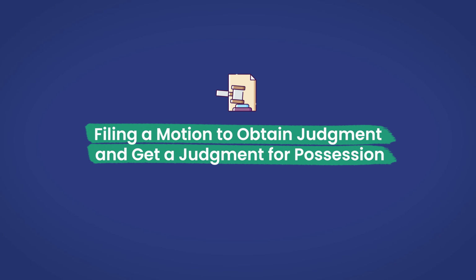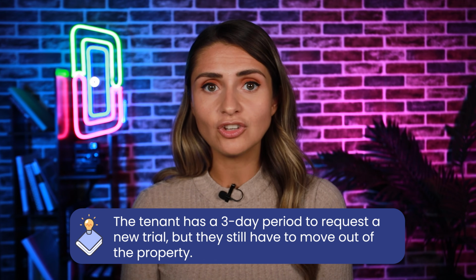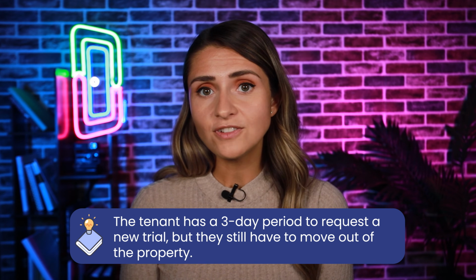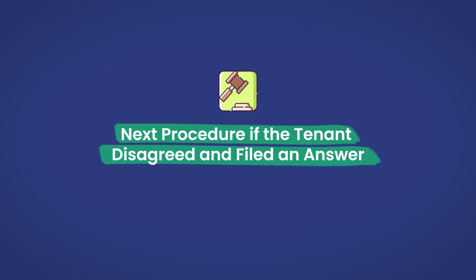Asking for possession. Filing a motion to obtain judgment and get a judgment for possession. A landlord has to provide a strong argument backed up by solid evidence against their tenant in order to win. Should the tenant fail to show up for the hearing, the landlord may win by default. The tenant has a 3-day period to request a new trial, but they still have to move out of the property.